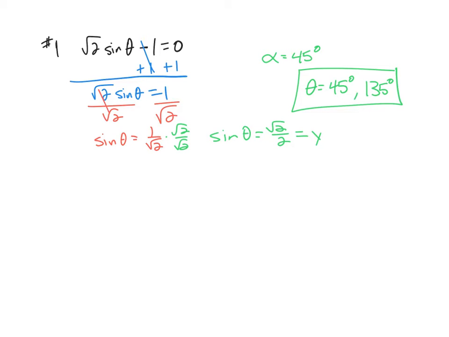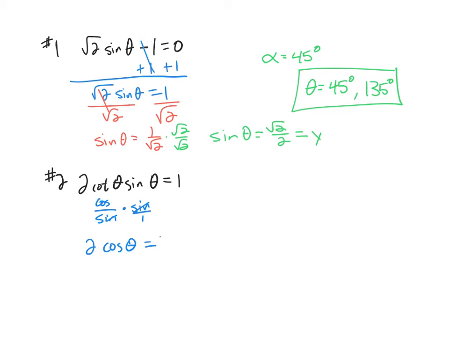Let's look at equation number 2. Number 2 was the equation 2 cotangent theta sine theta equals 1. In this problem, we've got two trig functions, cotangent and sine. So what can we do? We can recognize that cotangent is the identity cosine over sine. When we multiply that by sine, the sines cancel. So this simplifies to 2 cosine theta equals 1. Then if I divide both sides by 2, I have cosine theta equals 1/2.